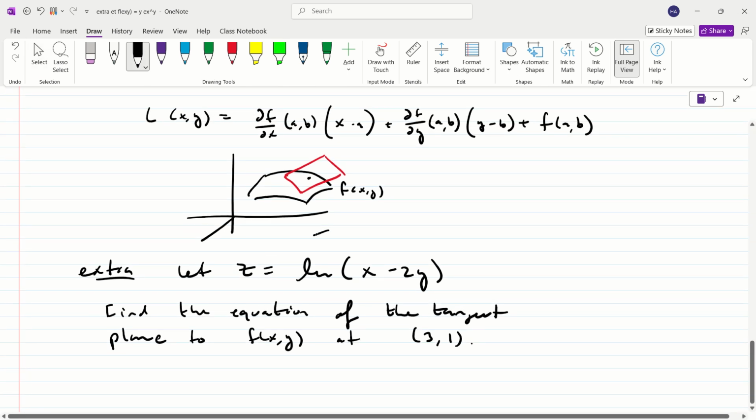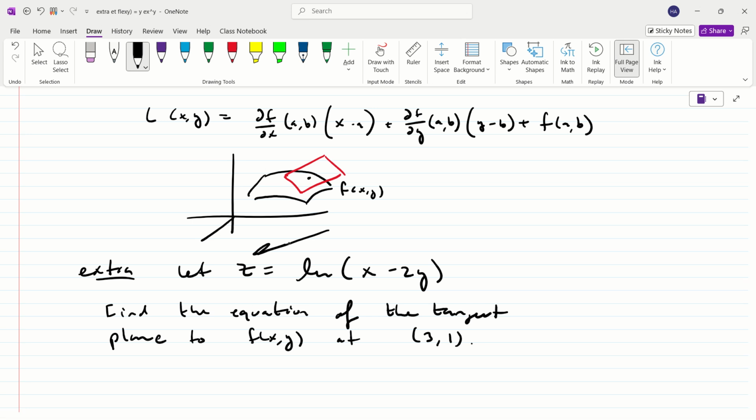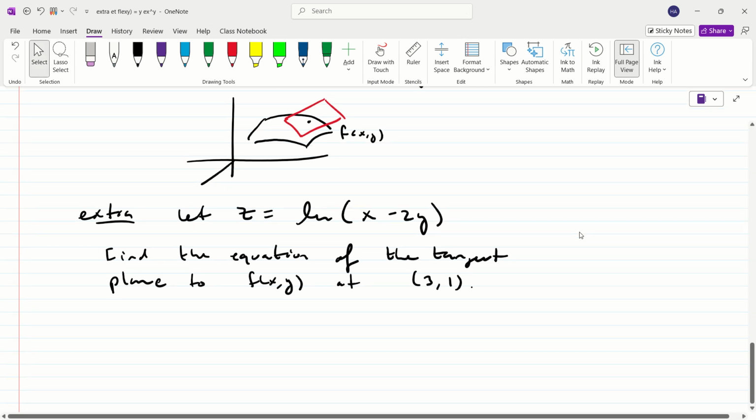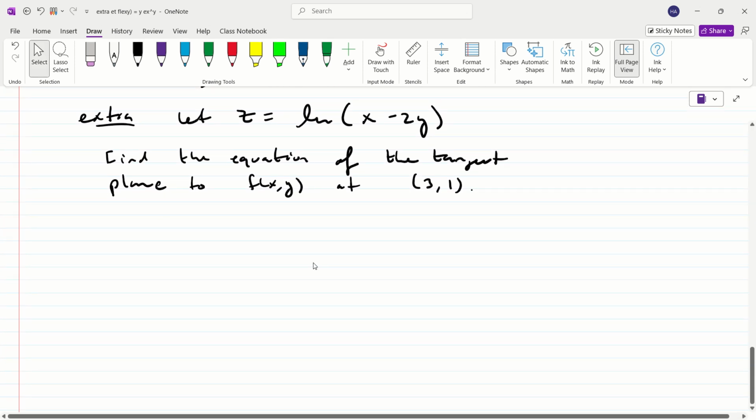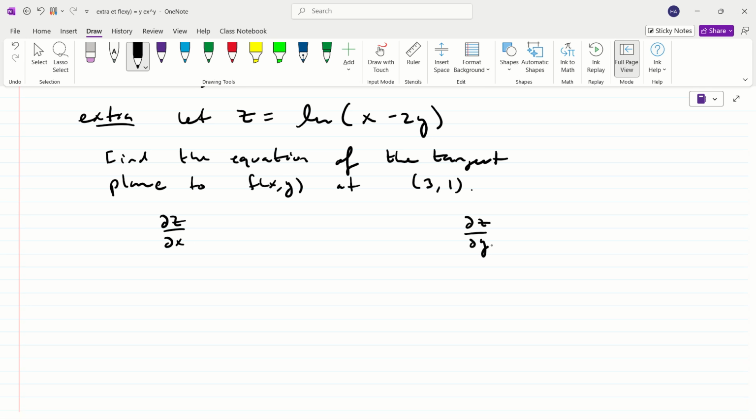So first, notice that I don't have f of x y there, but it pretty much is the same thing. If you have a function, then f of x y and z are interchangeable. So we can talk about the partial derivative of z with respect to x and the partial derivative of z with respect to y. These would be like my partial f partial x and partial f partial y.